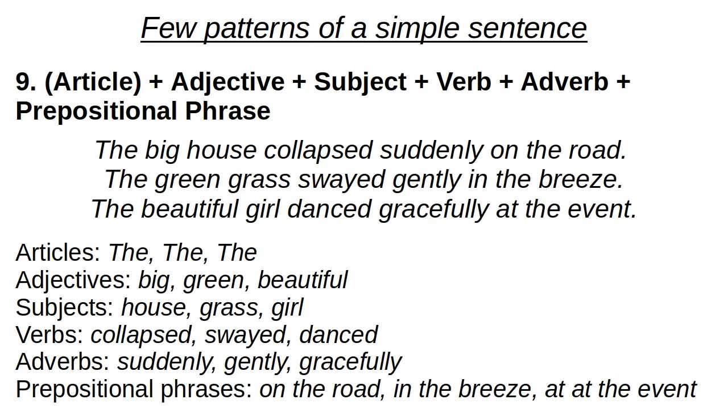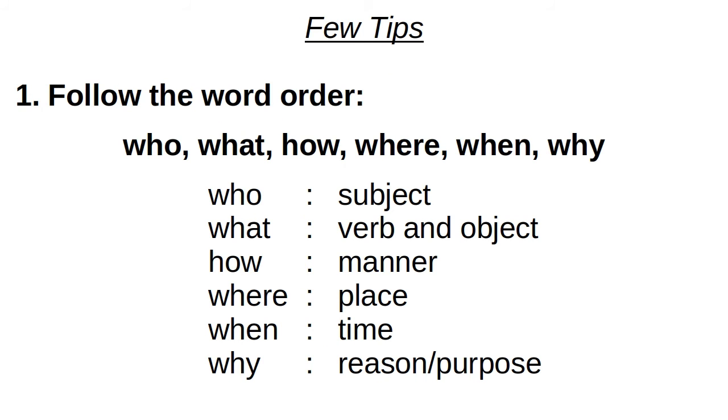Or the beautiful girl danced gracefully at the event. Or the green grass swayed gently in the breeze. In all these sentences, follow the word order. Who, what, how, where, when, why. This is the order. Okay, now I'll give you some tips. The first tip is that you must follow the word order. What is the word order? Who, what, how, where, when, why. So who shows the subject, what shows the verb and the object.